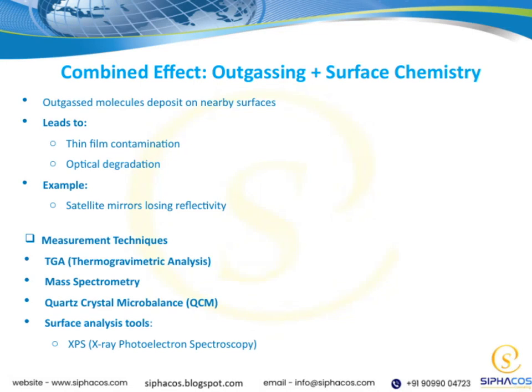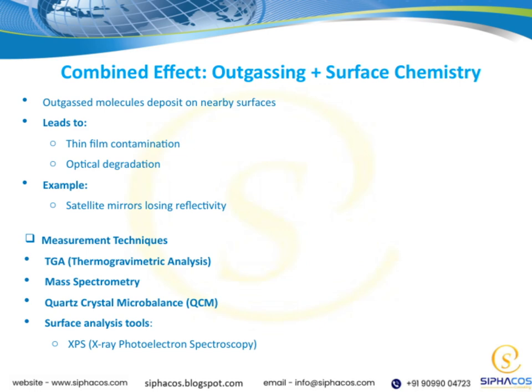Let's take a closer look at some of the measurement techniques we use to understand surface contamination and outgassing. First, there's TGA, or thermogravimetric analysis, which helps us measure changes in mass as a material is heated, giving insight into outgassing behavior. Then, we have mass spectrometry, a powerful tool that identifies and quantifies the gases released during heating, providing detailed chemical information. Another important technique is the quartz crystal microbalance, or QCM, which detects tiny mass changes on a surface by measuring frequency shifts of a vibrating crystal, very sensitive for monitoring thin film deposition or contamination in real time.